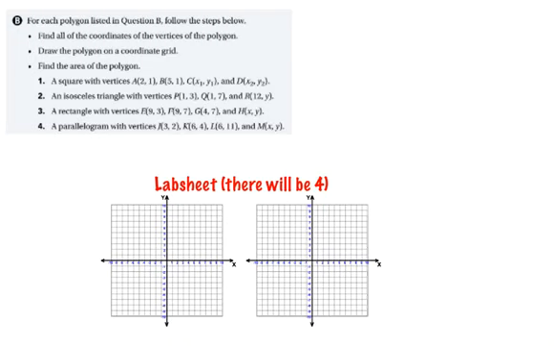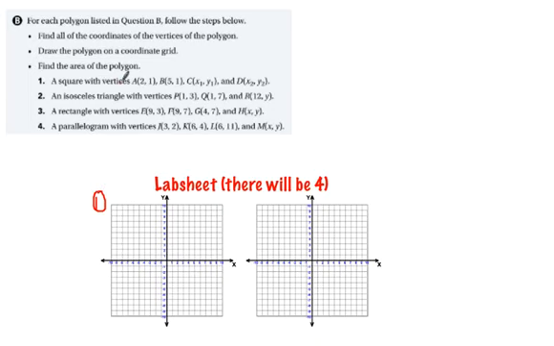All right, we're going to go back to part B. It says, for each polygon listed in question B, follow the steps below. There is a lab sheet that has the coordinate grids on there for you. The one that you have will have 4, one for 1, 2, 3, and 4. I just have 2 of them shown on here right now. Your first job is to find all the coordinates of the vertices of the polygon, draw the polygon, and then find the area.